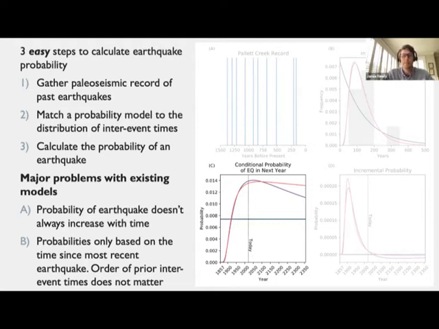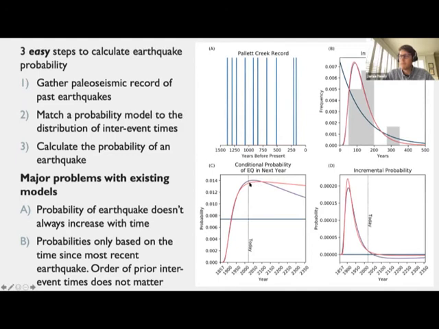But there are some major problems with the current way these are calculated. The first is that the probability of an earthquake doesn't always increase with time. This plot shows the probability of an earthquake occurring in the next year. 1857 was when the most recent earthquake occurred along this part of the San Andreas. You can see that initially it increases a lot, and then as you move on past today, the probability actually starts to decrease, which is a problem. You wouldn't think that the probability of an earthquake would decrease. The other is that these probabilities are only based on when the most recent earthquake happened and don't incorporate any additional information regarding the ordering of how the previous earthquakes occurred.